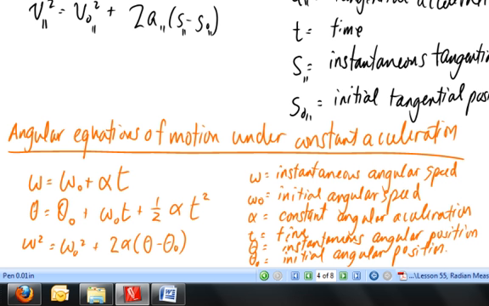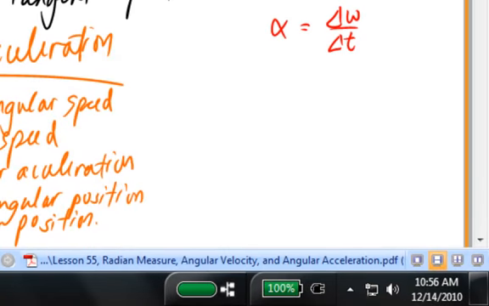Omega is omega naught plus alpha times t. Theta is theta naught plus omega naught t plus 1/2 alpha t squared. Omega squared is omega naught squared plus 2 alpha times (theta minus theta naught). And just for kicks, let's see where one of these comes from.